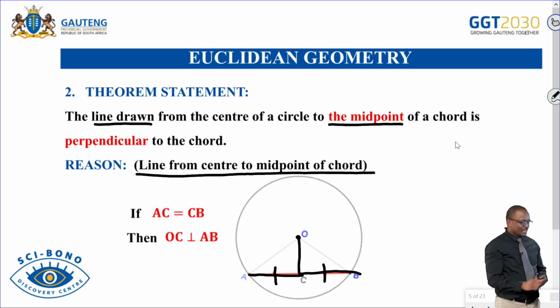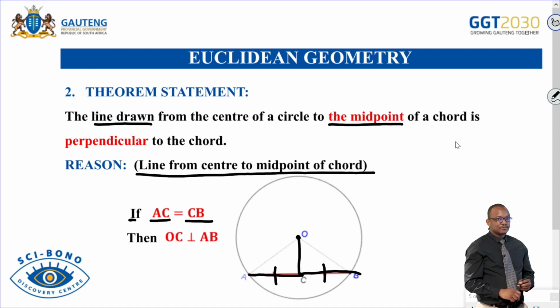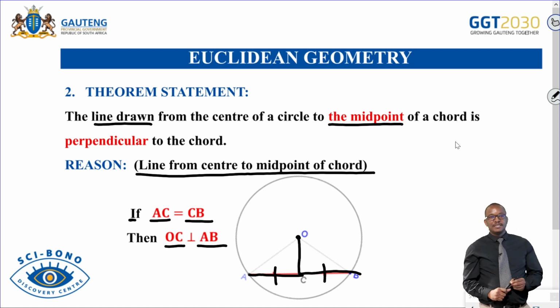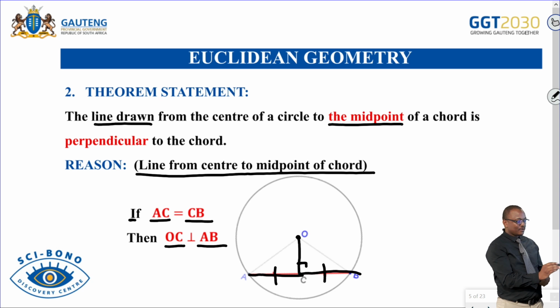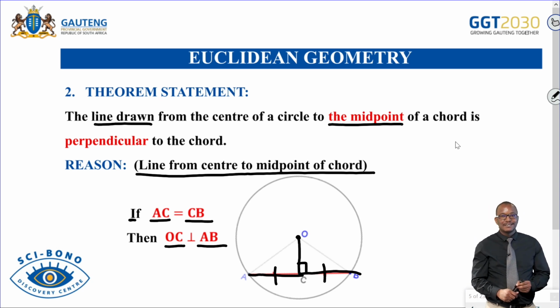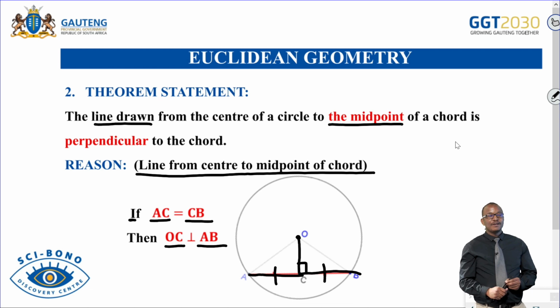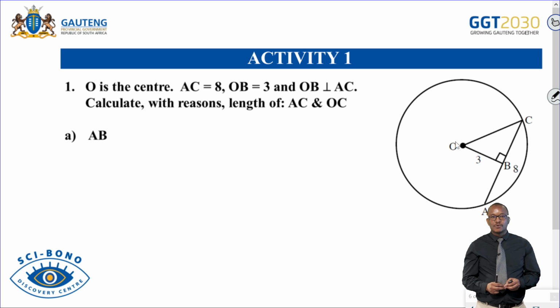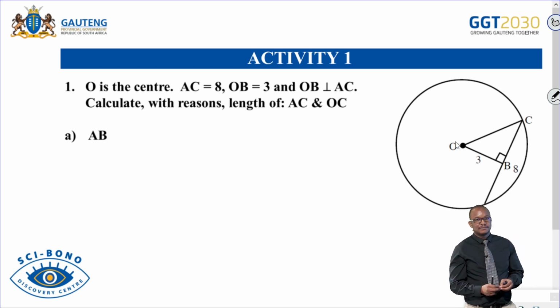Then what do we say? We're saying if AC is equal to CB, that is your chord, then OC will be perpendicular to AB. And remember, when we're talking about perpendicular, we're talking about the angle of 90 degrees. That's why we're talking about a perpendicular line. Okay. Now, let's look at our first activity and apply what we know about the first theorem.